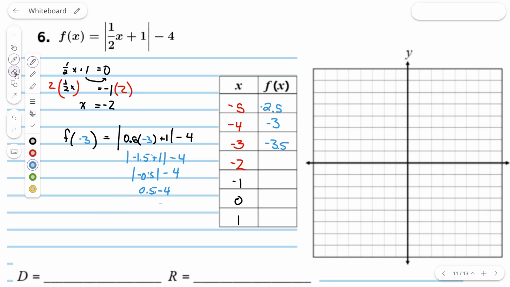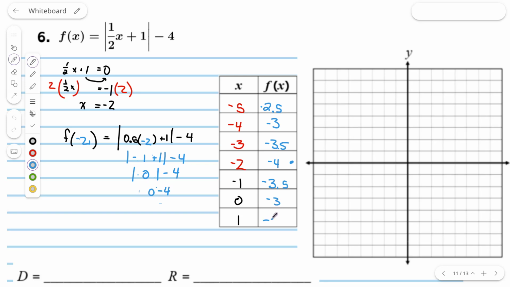And so now we're going to plug in a -2. Half of -2 is -1, plus 1, that's going to give us a 0. 0 minus 4 is a -4. At this point should be our turnaround point. This is our vertex. And so we're going to see that it mirrors going back the other way.